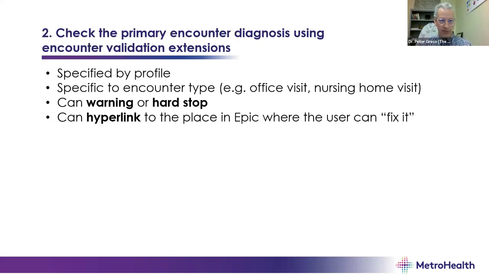So again, the second step, we have to figure out a way to check the primary encounter diagnosis. Now we do this using what are called encounter validation extensions, and pretty much every Epic customer is using these. This is how you make sure that there is a diagnosis. This is how you make sure there's a level of service, that sort of thing. And these can be warnings or hard stops. And they can hyperlink the user to the place in Epic where they can go to fix whatever the issue is. And I'll show some screenshots of that.